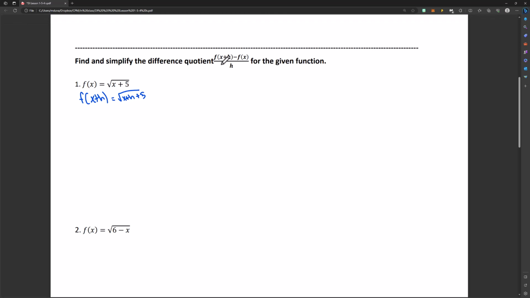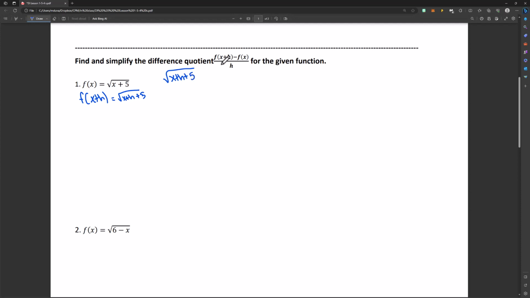So now plugging them into the difference quotient, square root of x plus h plus 5 minus my f of x, all over h.